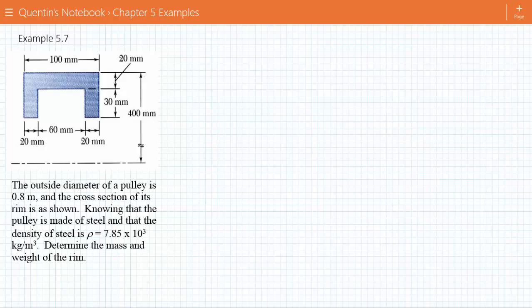Okay, let's look at example 5.7. This is using the theorem of Pappus-Guldinus. We have an outside diameter of a pulley of 0.8 meters. So this is a big pulley.